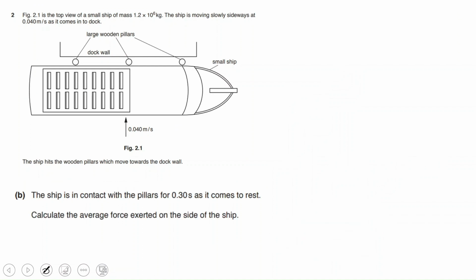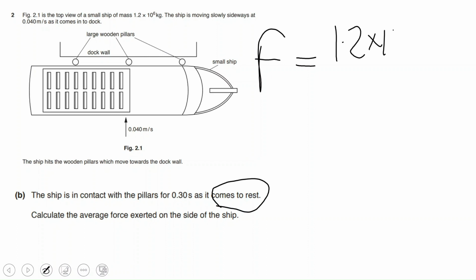Now the ship is in contact with the pillars for 0.3 seconds as it comes to a rest. Calculate the average force exerted on the side of the ship. Now the easier approach for this is just change in momentum by time taken, which is what I'm going to do. So the force is equal to the change in momentum. It comes to rest, right? So the initial momentum is going to be 1.2 times 10 to the power 6 into 0.04. Subtract from that 0, because it comes to a rest, so velocity is 0. Mass is still whatever it is, velocity is 0, so momentum is going to be 0.